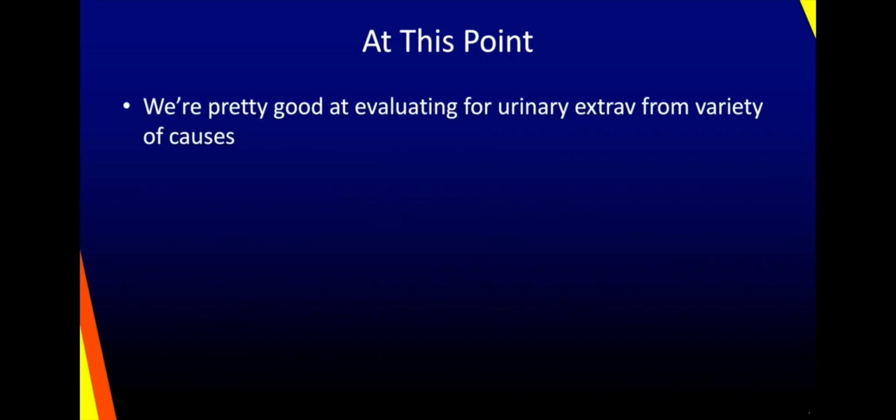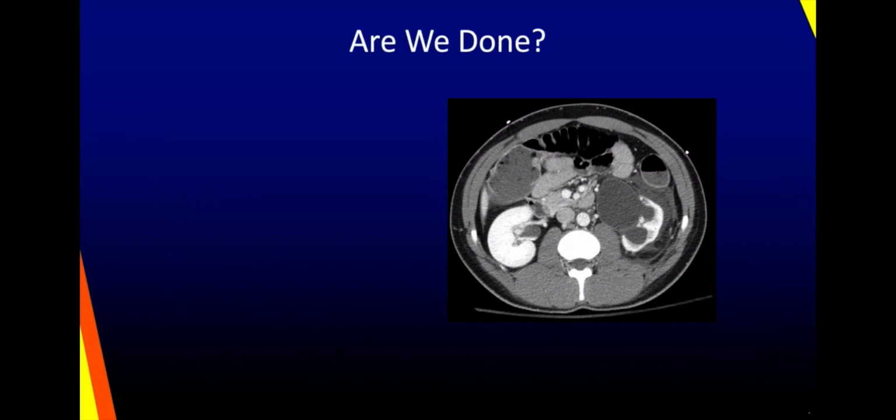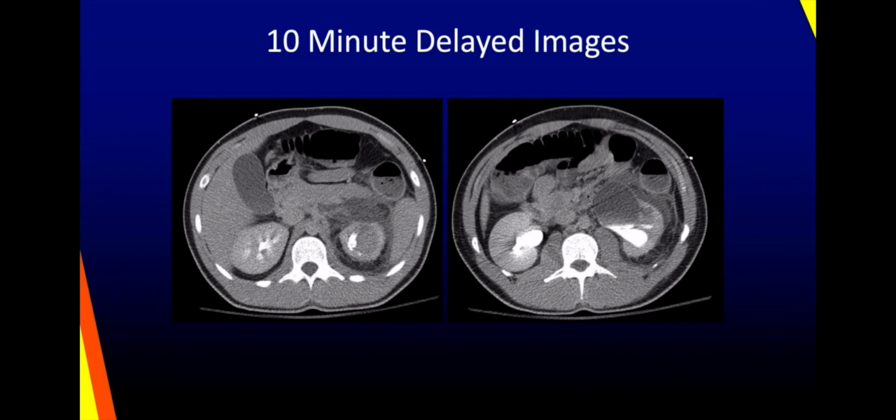At this point, we're pretty good at evaluating for urinary extravasation from a variety of causes. But let's look at one more case. Here are the portal venous phase images, and we notice that there's a dilated collecting system, fluid around the kidney, and some hyperdense material within the collecting system. Are we done? No, delayed images are required because of the fluid around the kidney. Here are the 10-minute delayed images.